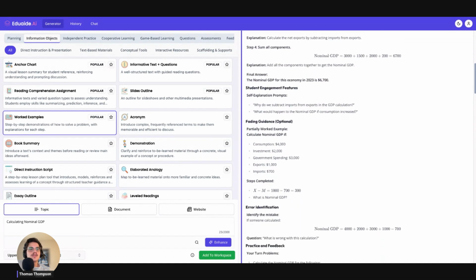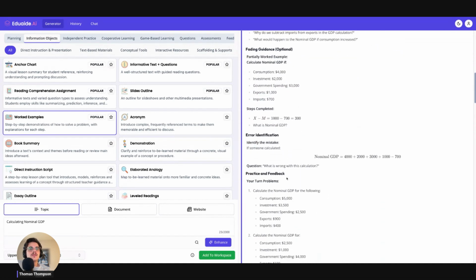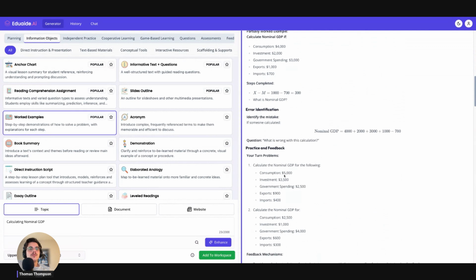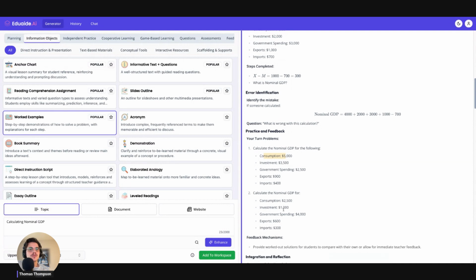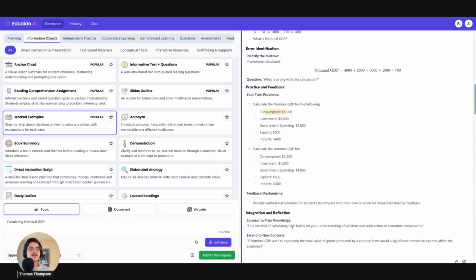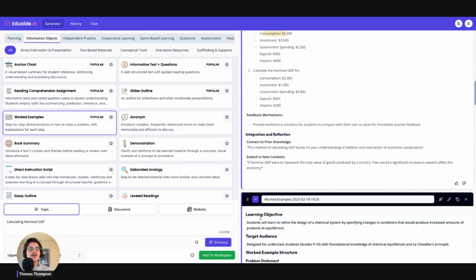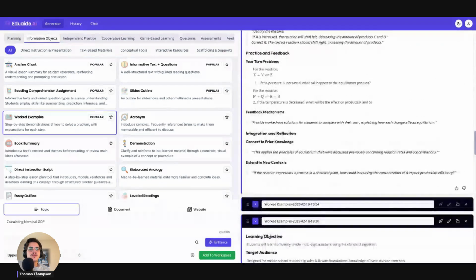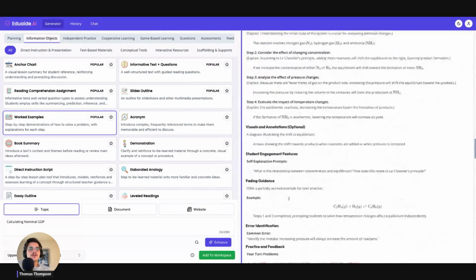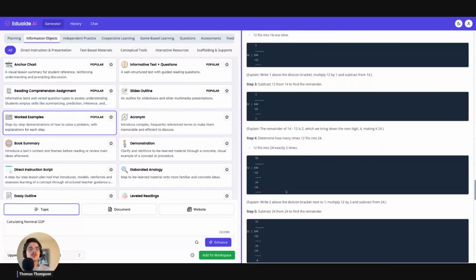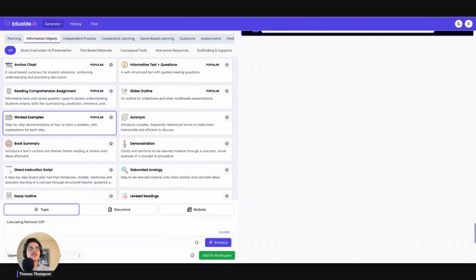Some fading guidance, error identification, your turn problems: calculate the nominal GDP for the following. We provide the consumption, investment, government spending, exports, imports, everything you need to do it. Connect to prior knowledge, extend in new contexts. And here is where we see the same type of worked example across an arbitrary number of generations, kind of reliability.